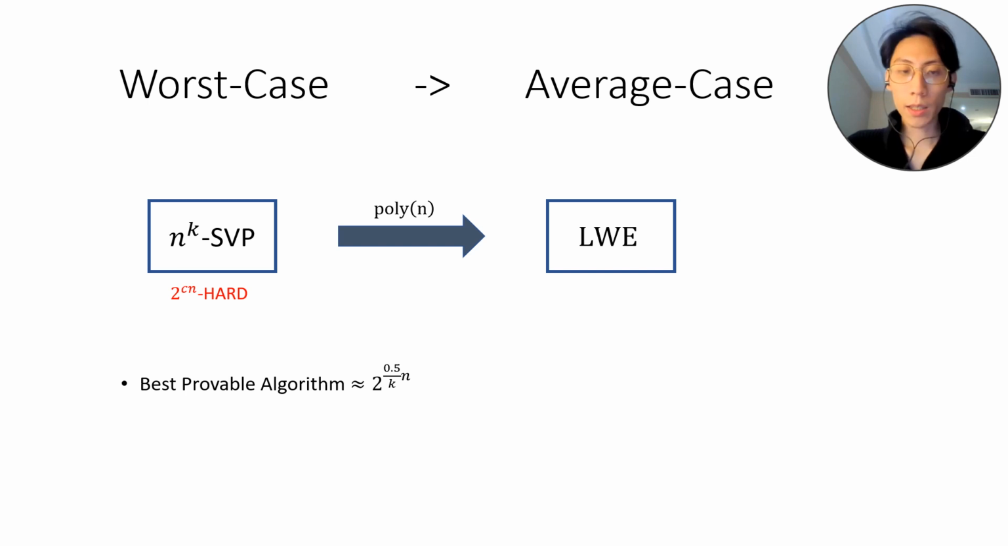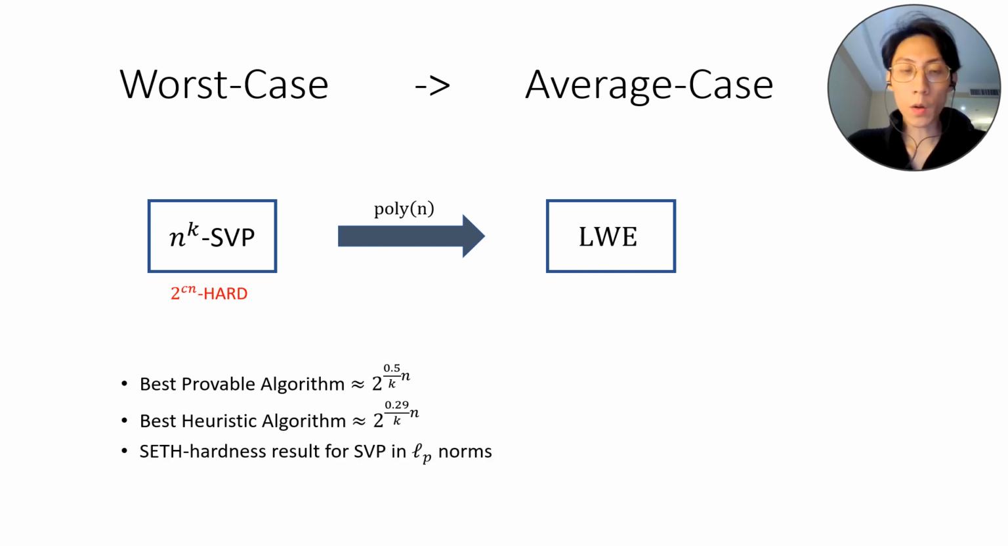In particular, the best provable algorithm for solving n^k SVP runs in 2^((0.5/k)n) time. So for constant k, think of k as being 1 or 2 or 3, this is 2^(cn) time for a not so small c. And the best heuristic algorithm also runs in 2^((0.29/k)n) time. So again, this is 2^(cn) for some constant c. There are also works trying to show SETH hardness results for exact SVP in different l_p norms.